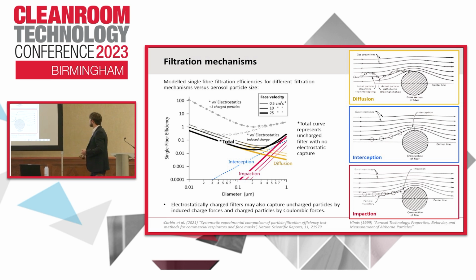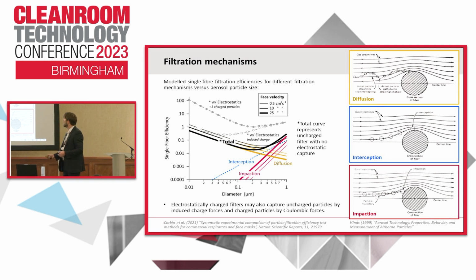Impaction only really becomes relevant with lower efficiency filters, and in particular with the higher face velocities and bigger particles being tested. And then this graph, this was published recently by some collaborators of ours. So this is just modeling those filtration mechanisms and producing a total efficiency, assuming they all act independently. And then on top of that, there's electrostatics. So if a filter is loaded with static charges, then they may capture uncharged particles by induced charge forces and charged particles by Coulombic forces. And that can be very significant.